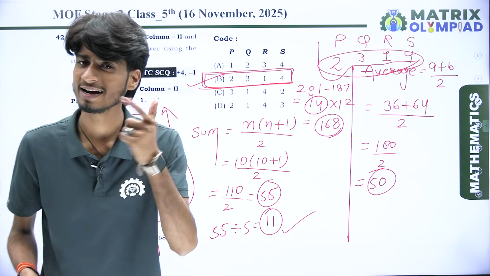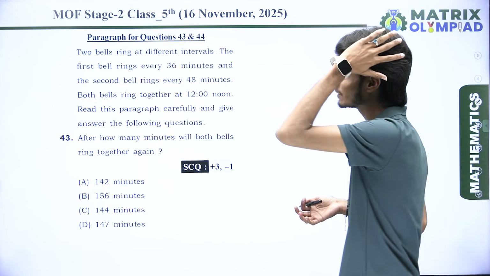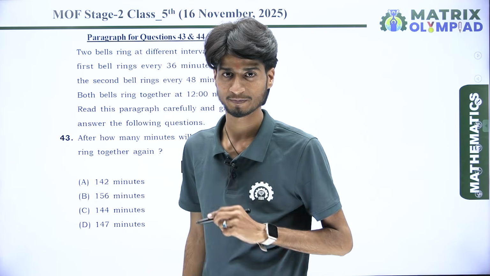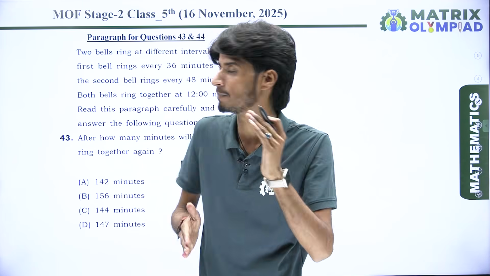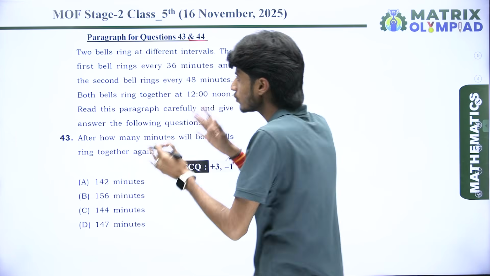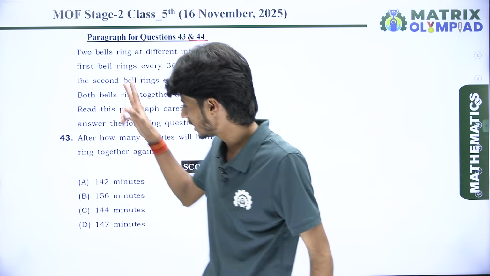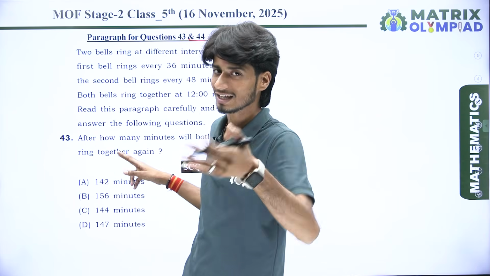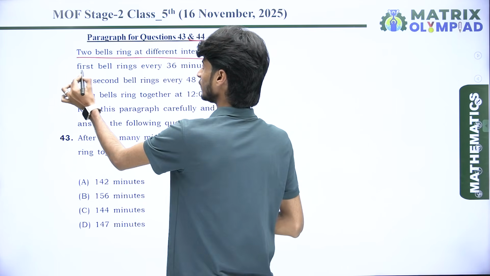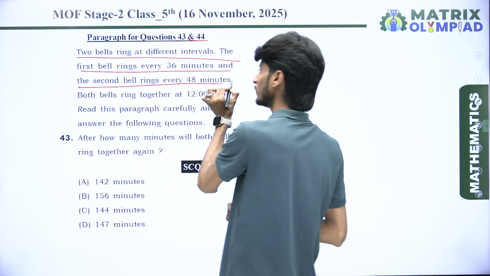Let's come to the next question. So this is the next question, and dear student, question number 43 depends on the paragraph, and 44 also depends on the same paragraph. So first of all, look at the paragraph, read it very carefully. After that, find out the answers of question number 43 and 44. So let's see. Two bells ring at different intervals. The first bell rings every 36 minutes and the second bell rings every 48 minutes.